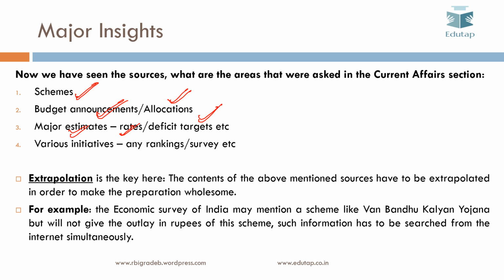CSO releases periodic estimates, and those are important for us. Important international institutions release predictions for the growth rate of India, which is again important for us. Then the last part, various initiatives like any rankings that the government has come out with, or any survey it is doing, ranking the various states in India. All these things would also find mention in your question paper.